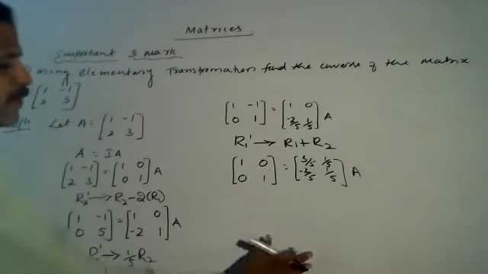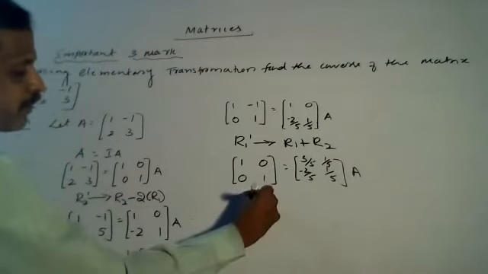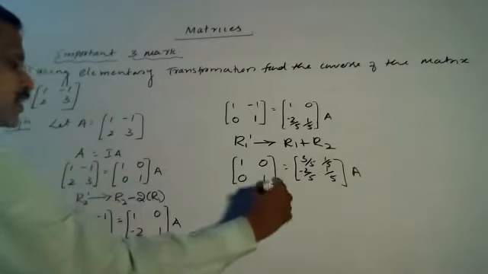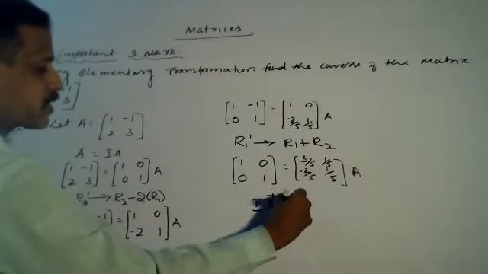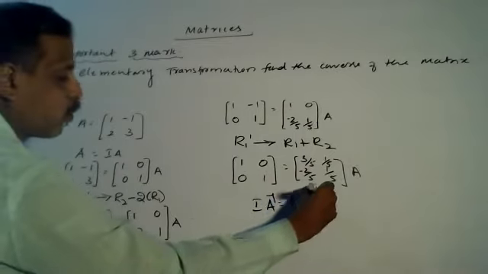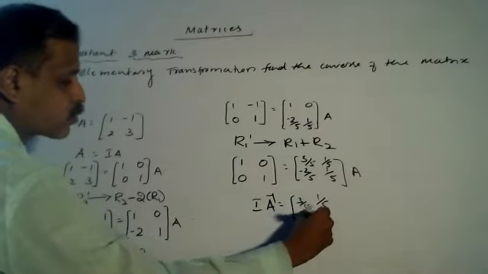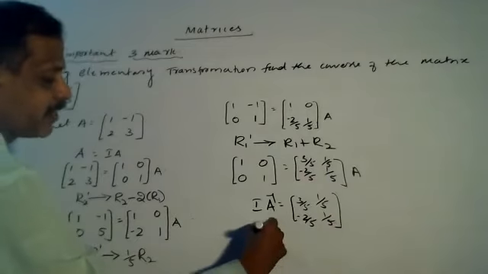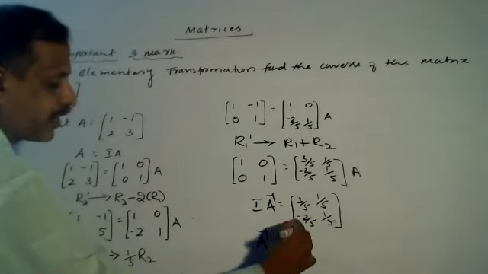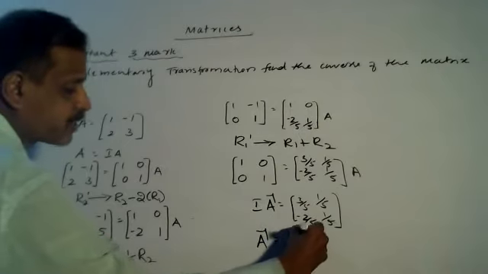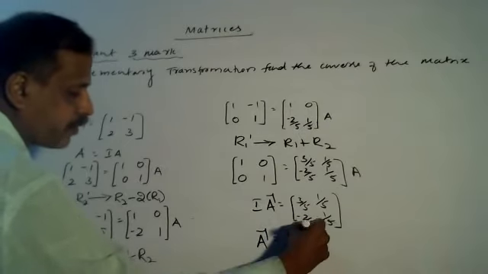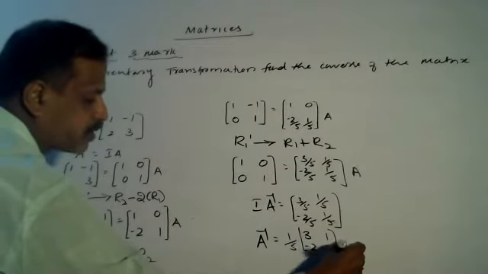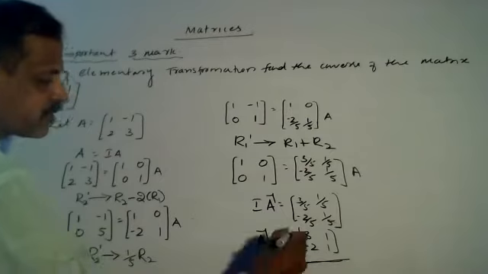So this side became the identity matrix, which we call I. A will come to this side, so it becomes A inverse. I into A inverse is [3 by 5, 1 by 5; -2 by 5, 1 by 5]. Taking 1 by 5 common outside, the inverse of the matrix is 1/5 [3, 1; -2, 1].